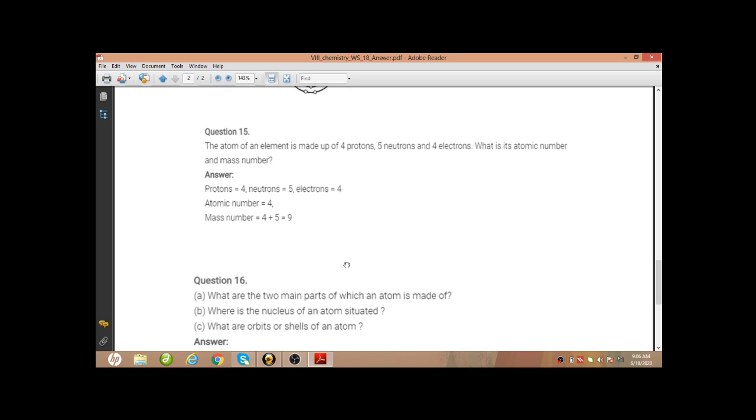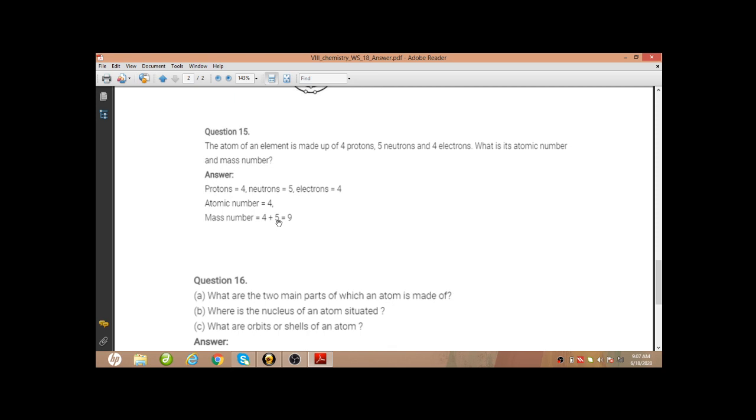Next, the atom of an element is made up of 4 protons, 5 neutrons, and 4 electrons. What is its atomic number and mass number? It's very easy. Atomic number is the number of protons or number of electrons, so atomic number will be 4, and mass number will be number of protons plus number of neutrons, that is 4 plus 5 equals 9. So atomic number will be 4, mass number will be 9.